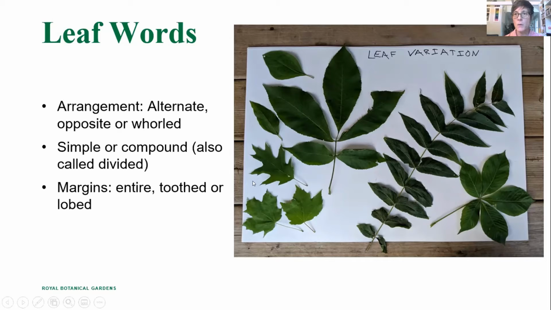And to help with learning a little bit of this terminology, I have a video I'd like to share with you. It's a video that my team created over the summer as part of a self-guided workshop for learning how to identify trees by their leaves.